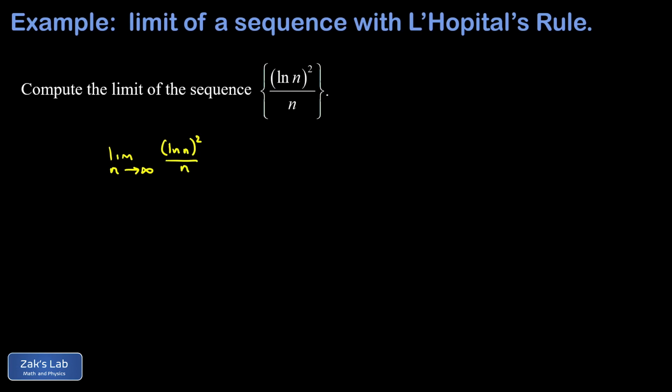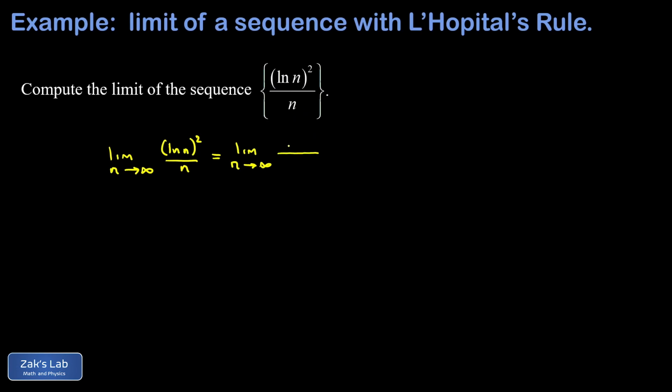Now the natural log function diverges to infinity as n goes to infinity. So that numerator is infinite, the denominator is infinite, and this is an infinity over infinity indeterminate form. That means we can use L'Hopital's rule. So we can differentiate the numerator and differentiate the denominator, and it will give us the same limit.